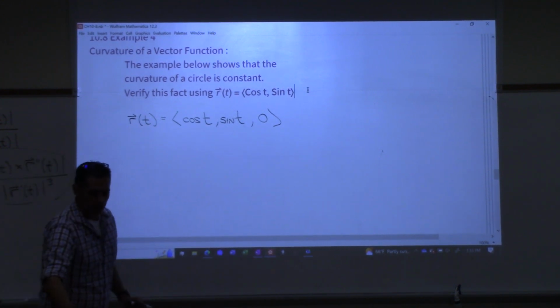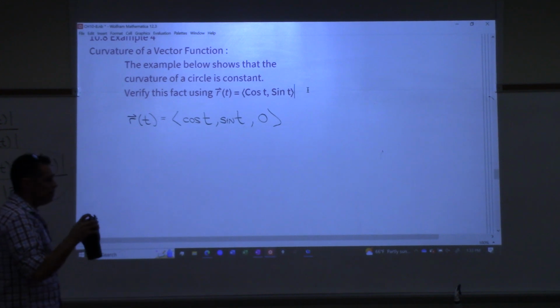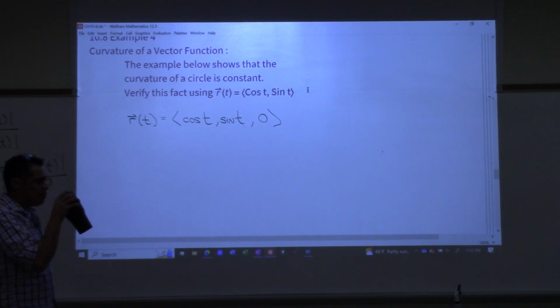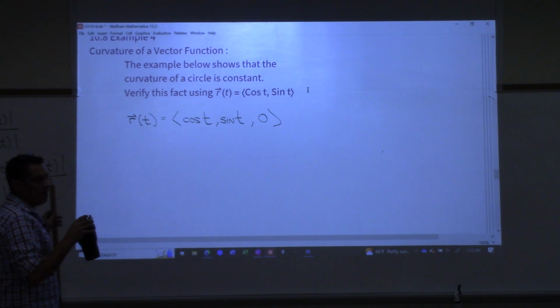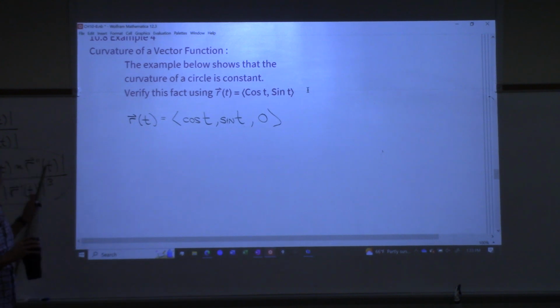Yes? Will you ever specifically require us to use the first one? I don't care which one you use. Sometimes the algebra of this can be much easier than the algebra of this, but most of the time this one is easier, most of the time.